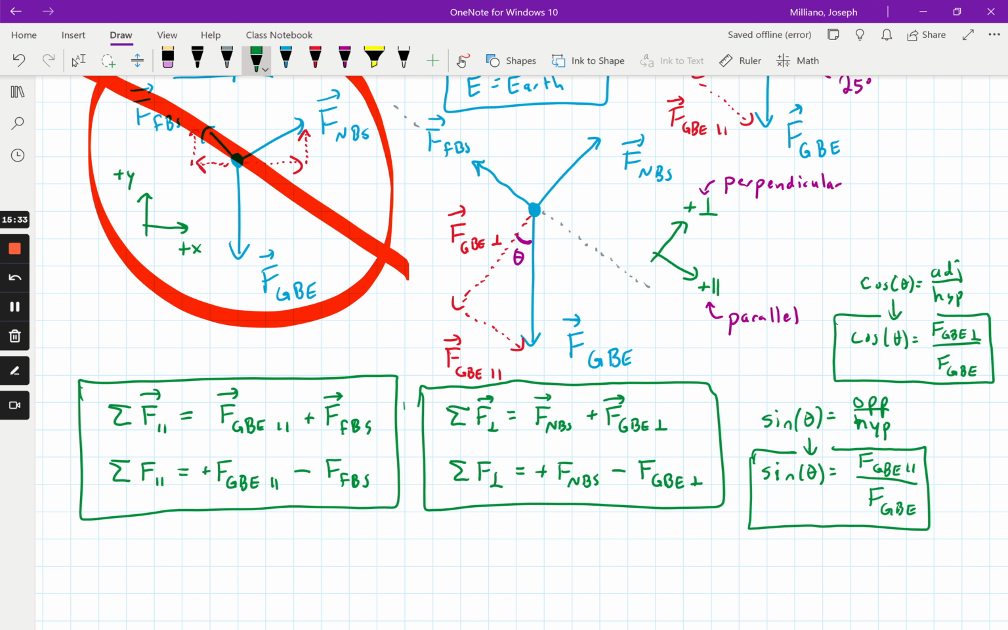And there we go. That's how we do it. And then if we're doing an equilibrium problem, this sum of forces is equal to 0, and we use that fact to solve for some unknowns.